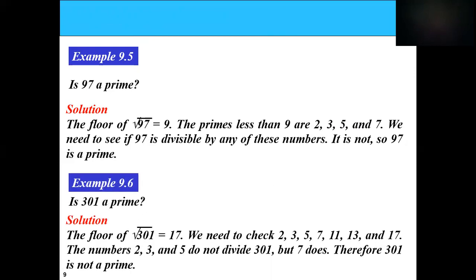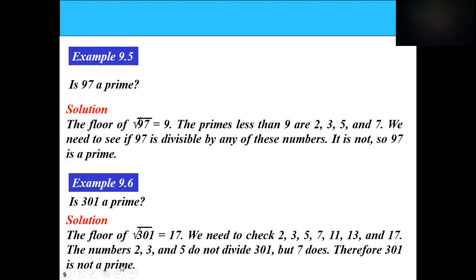So let us take another example. The floor of the square root of 301 is 17. We need to check 2, 3, 5, 7, 11, 13, and 17. The numbers 2, 3, and 5 do not divide 301, but 7 divides it. Therefore, 301 is not a prime number.